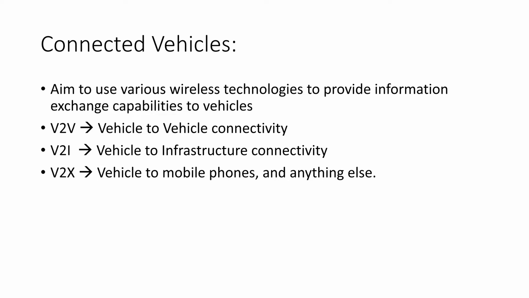The aim of connected vehicles is to use various wireless technologies to provide information exchange capabilities to vehicles. And we can do that via three technologies. V2V, which stands for vehicle to vehicle connectivity. V2I is vehicle to infrastructure connectivity, which we mentioned earlier. V2X is vehicle to anything: vehicle to mobile phones, tablets, smart watches, anything else.